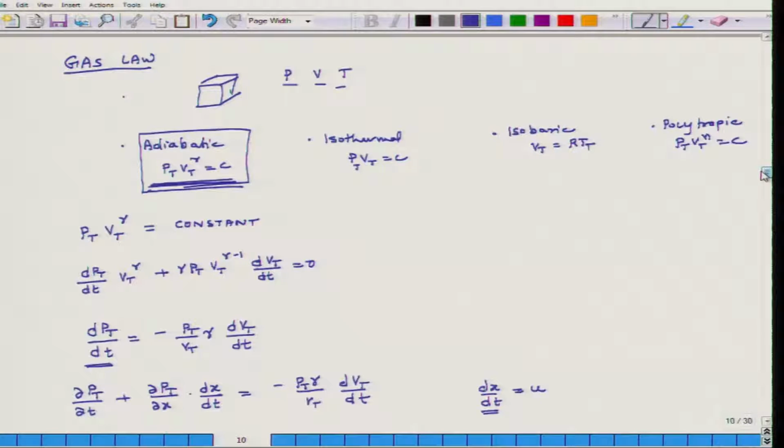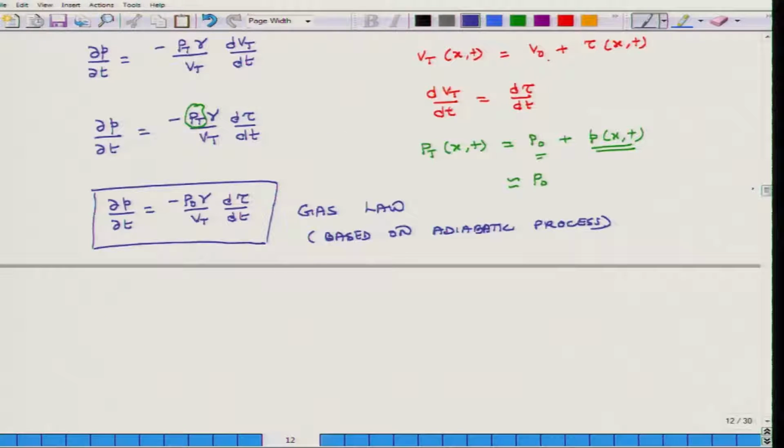If we had assumed that this process was isothermal in nature, then the overall governing equation would have been Pt Vt is equal to constant. And when we compare this relation with this relation, the only difference is this factor of gamma. So, if I remove gamma from here and make it 1, that will be the gas law based on isothermal process.